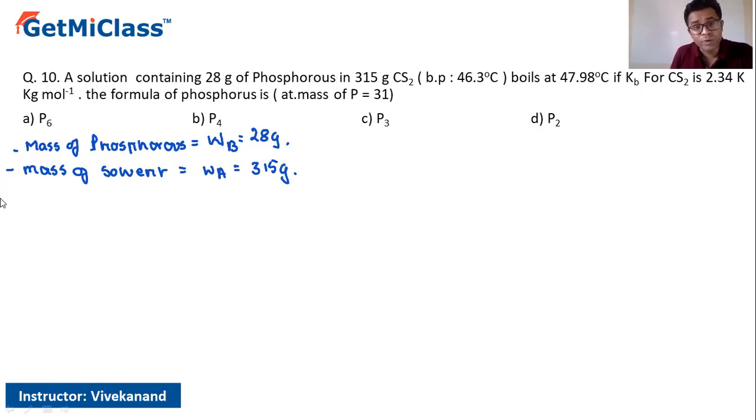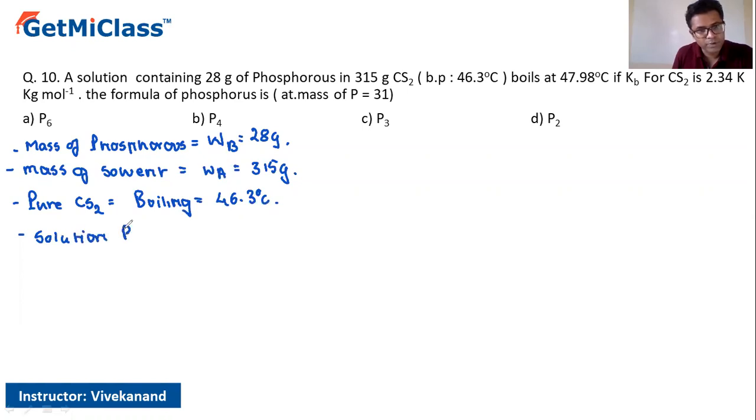Boiling point of pure CS2, so that is going to be 46.3 degrees Celsius. Solution boiling point, and that is going to be 47.98 degrees Celsius, right? So let us consider X as the molecular formula for phosphorus.